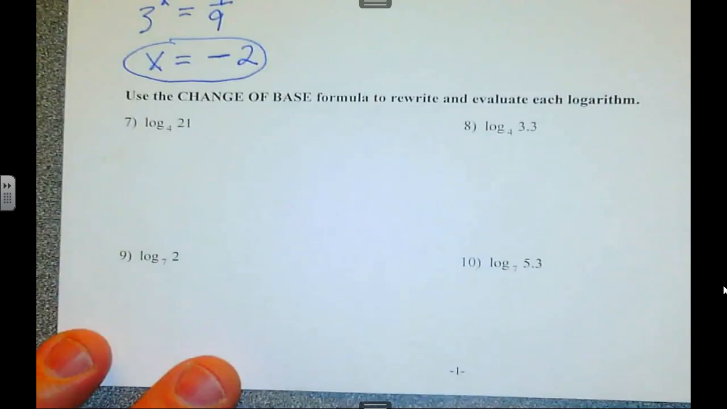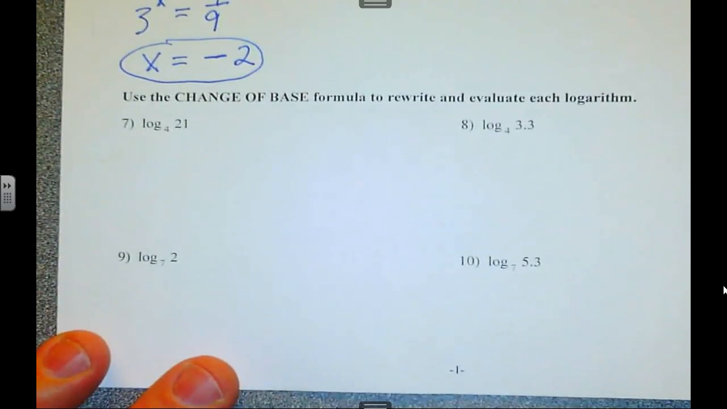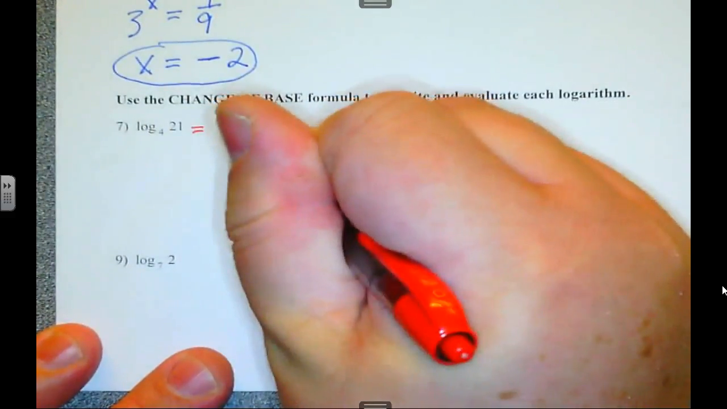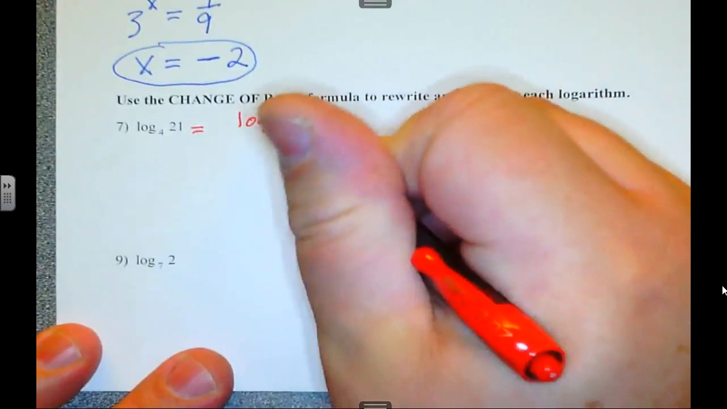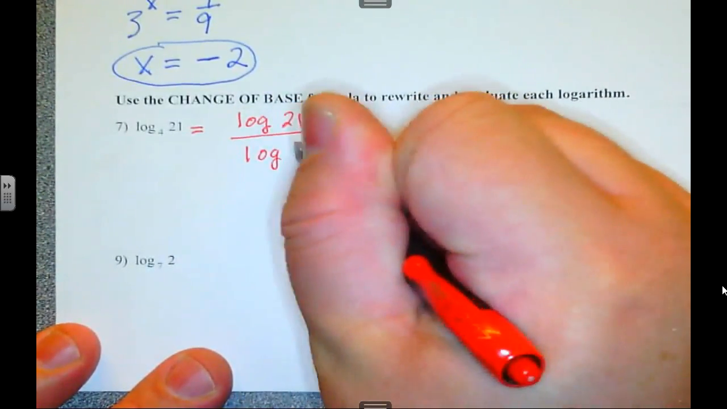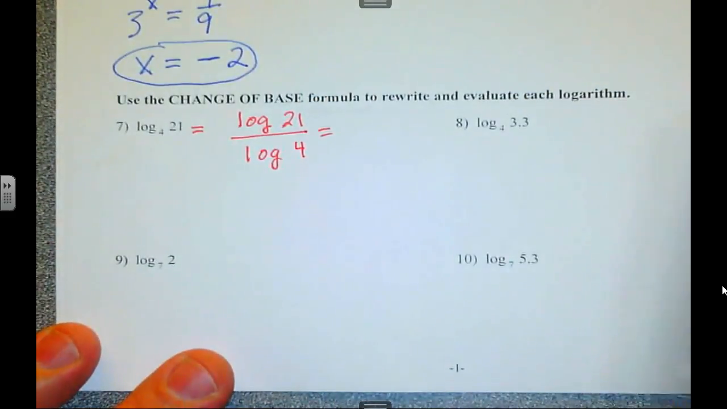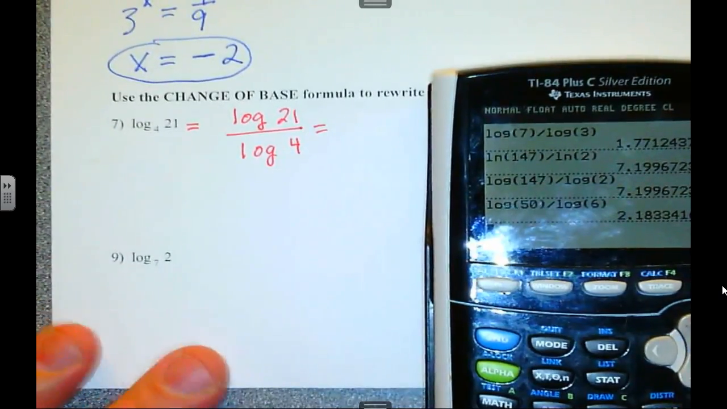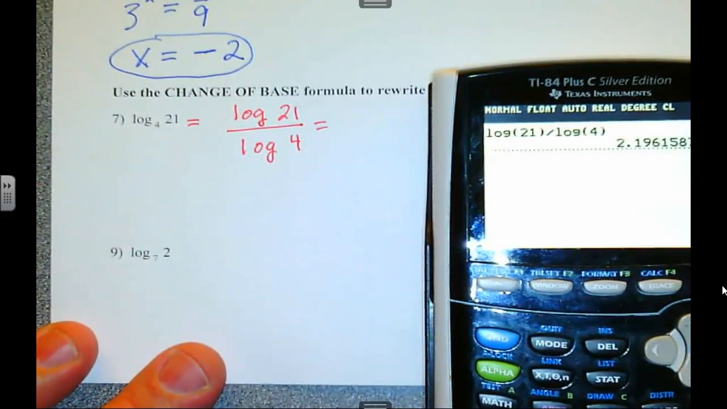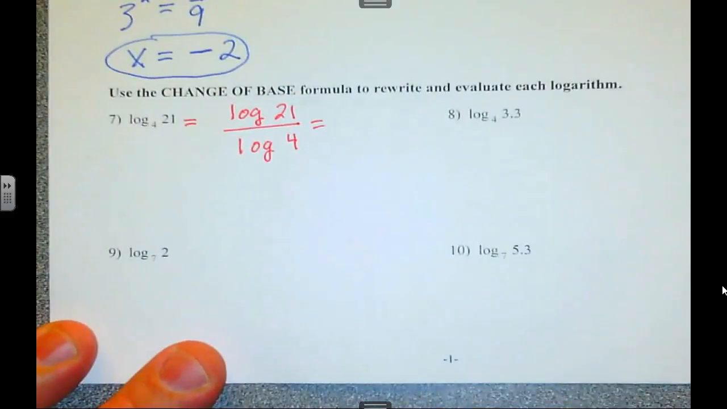Nope. Pretty easy. So I'm going to take the log of 21, the number, divided by the log of the base, 4. So log 21 divided by log 4. And I get 2.196.